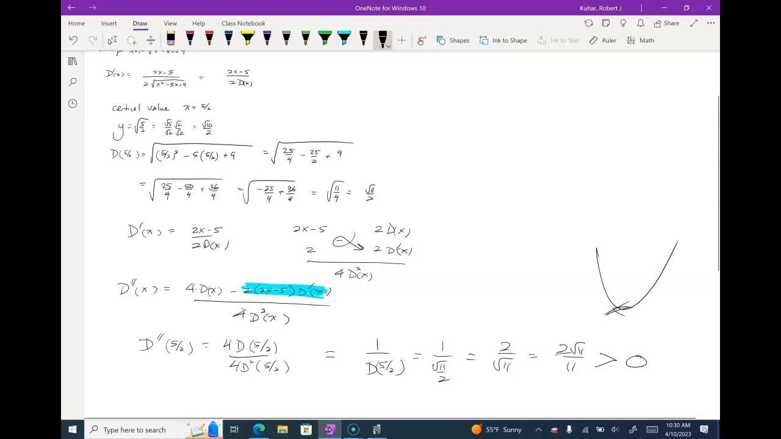Yeah. And so there's one just like this on your test Friday, but it's not going to be a square root curve. It'll be some other curve. Okay? But the process is exactly the same, yeah.